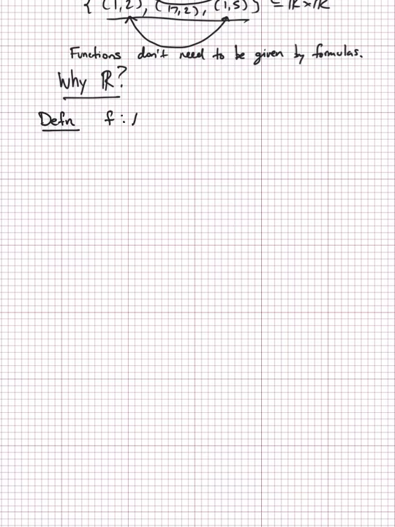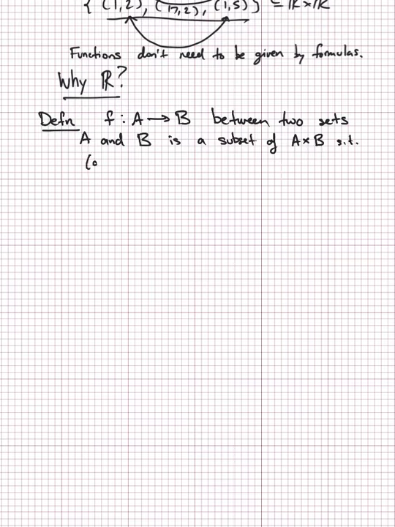So a function from A to B between two sets A and B is just a subset of the Cartesian product. So it's a subset of A times B, and it just satisfies the same condition. So if (a, b) is in F, and (a, c) is in F, then b is equal to c.